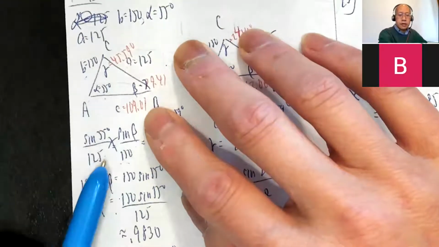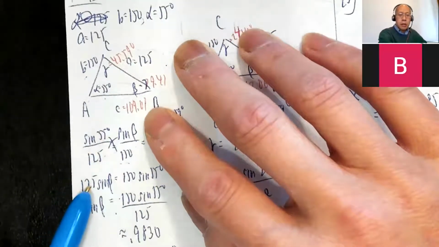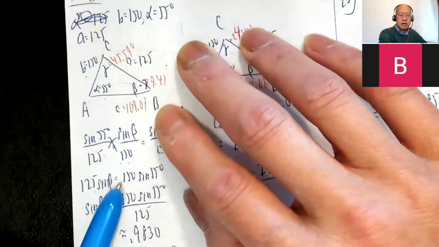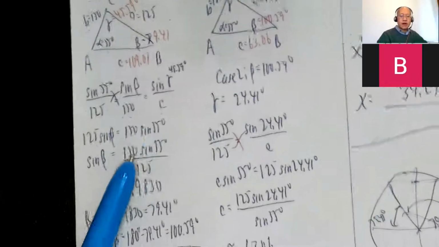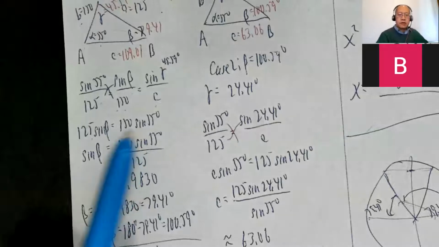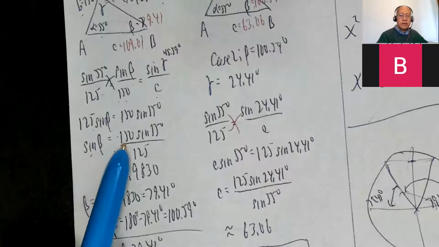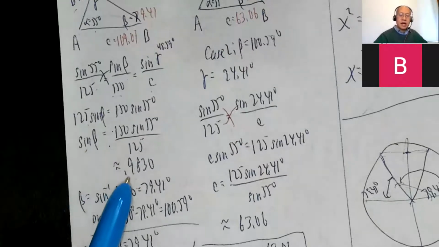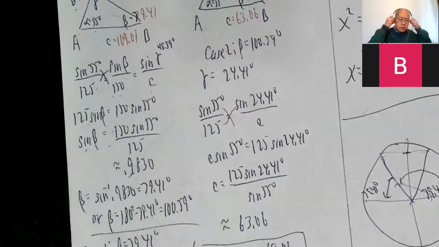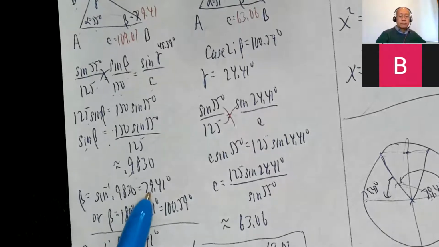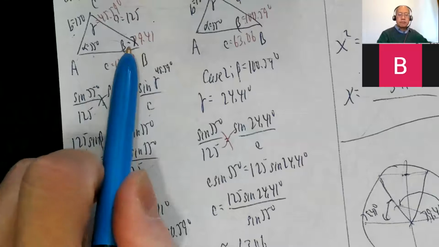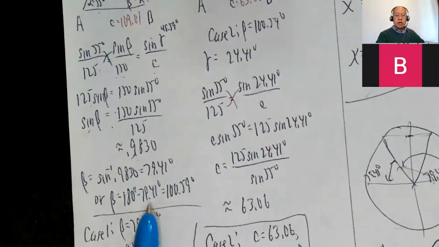All right, so what's going on here? Let's cross multiply as usual. 125 sine beta equals 150 sine of 55. Divide both sides by 125. So sine of beta comes out to be 0.9830. Now here's the tricky thing about it. If you do inverse sine on your calculator, you get 79.41. That's fine and dandy. Work out the rest of the problem.